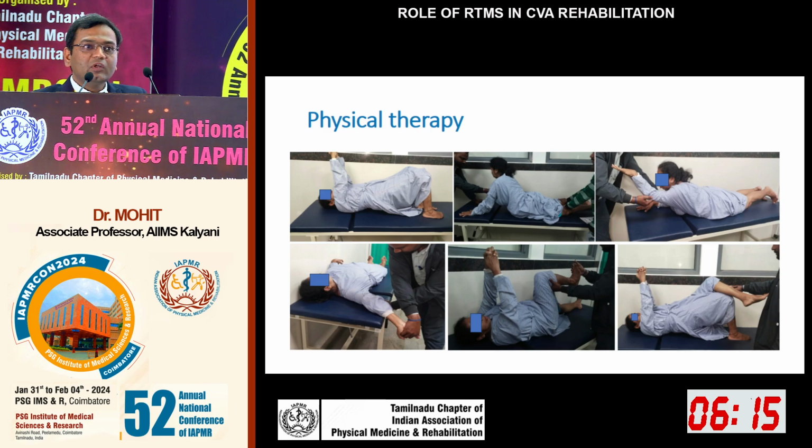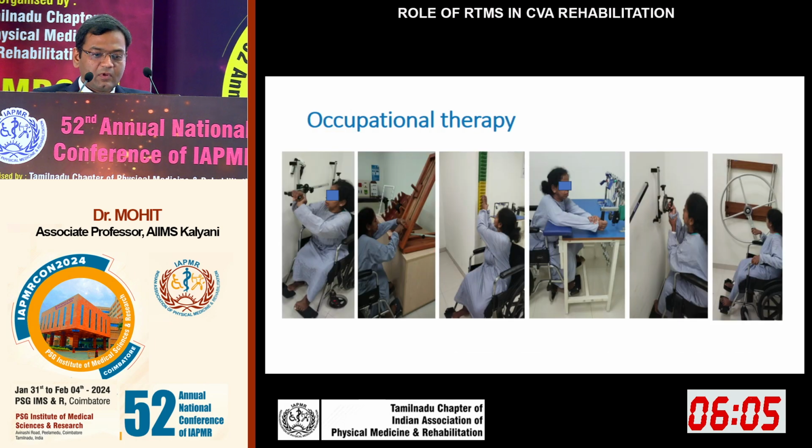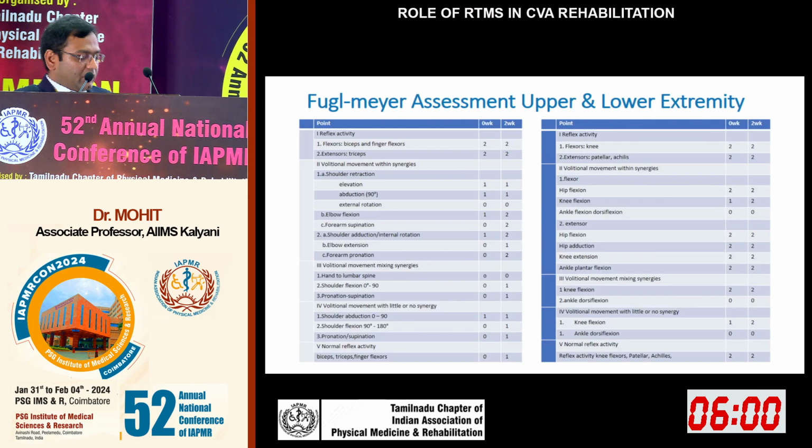Apart from rTMS, we continue the physical therapy for the patient, both active and passive, by the physiotherapist. We also treat the caregiver. We continue the occupational therapy for the patient. We assess the patient with the Fugl-Meyer assessment score for both upper limbs at the time of admission and after 2 weeks of therapy. We observe much reduction in the spasticity and increase in the range of motion of shoulder and elbow. But we have not observed much improvement in the lower extremities.